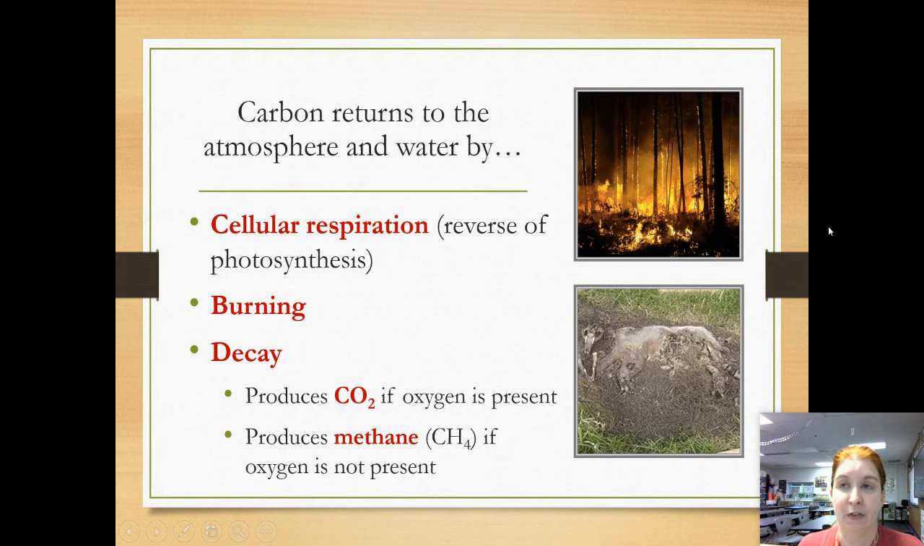Carbon returns to the atmosphere and the water by cellular respiration, which is the opposite of photosynthesis. You can also burn things. When you see a log that is burning, a lot of carbon dioxide is given off, and the log itself is being broken down. You have heat energy being given off, and it's breaking down into the original carbon, which is either going to go back into the soil or up into the air. And then you can have decaying as well. If oxygen is present, it will produce CO2, and it will produce methane, or CH4, if oxygen is not present. Either way, we're putting carbon back into the atmosphere.